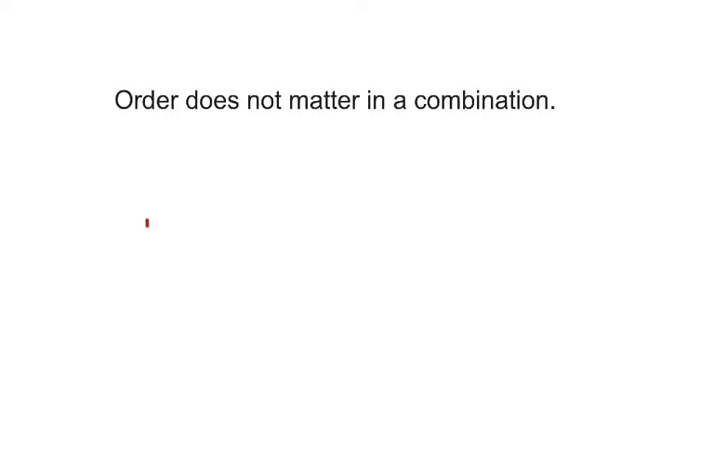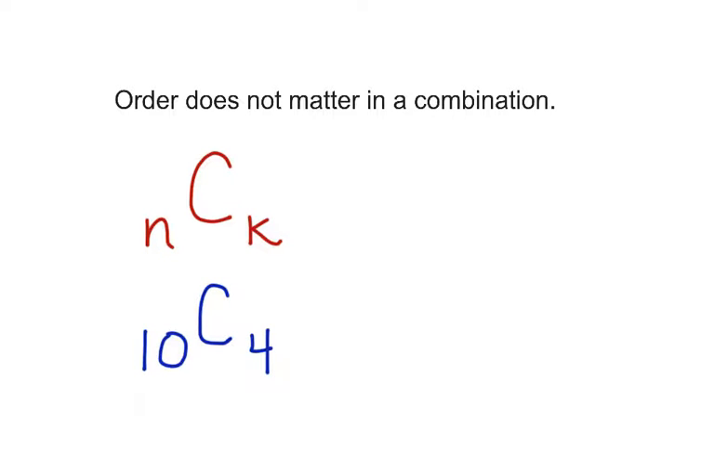We can say that the number of items taken at a time is how we can write combination notation. So, in Mark's example, we had 10 possible items, and they were taken 4 at a time. This is an example of how we would write this in combination notation. Now there's a formula for figuring out a combination.